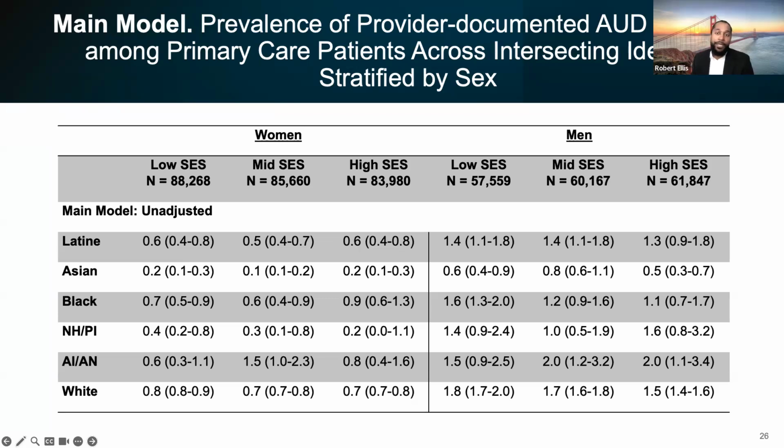For both women and men of all racial and ethnic groups, provider documented AUD appeared to be similar across the terciles of SES. And so essentially what that means is, for Latina, for example, if you look at the lower, middle, and high, it is very similar across. There were no consistent patterns of which tercile was higher or lower, and this was reflected in all of the racial and ethnic groups.